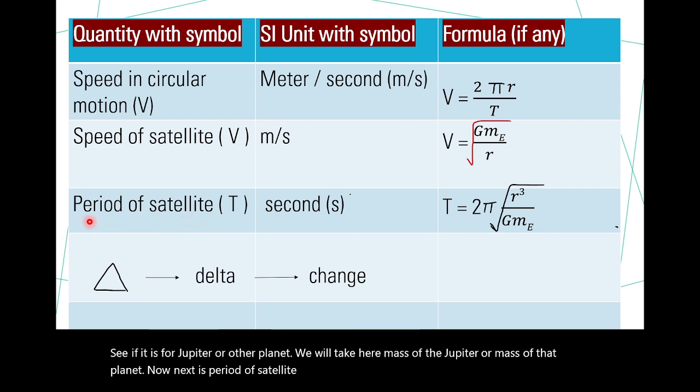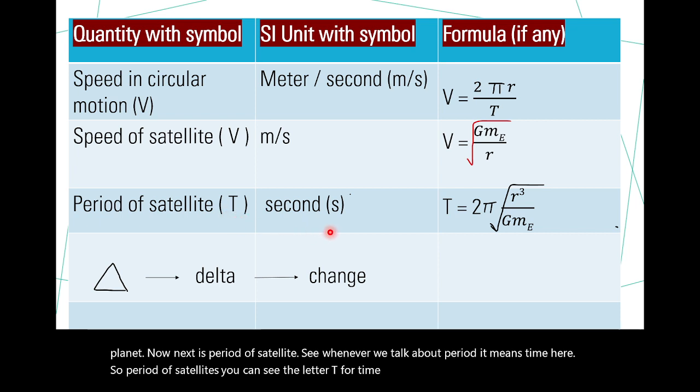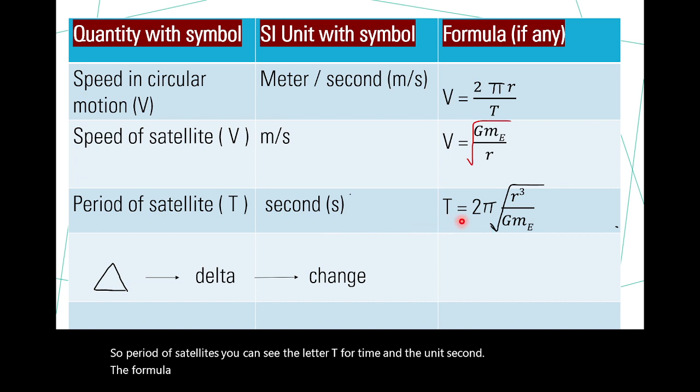Now, next is period of satellite. Whenever we talk about period, it means time. So for the period of satellites, you can see the letter T for time and the unit second. The formula will be T equals 2 times pi times the square root of R cubed divided by G M e.